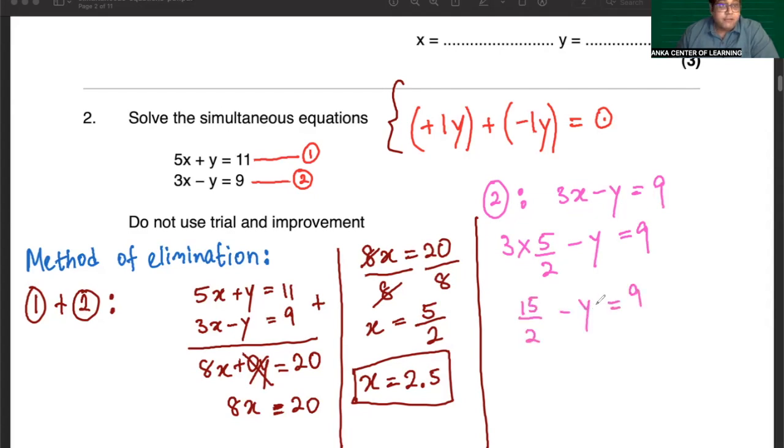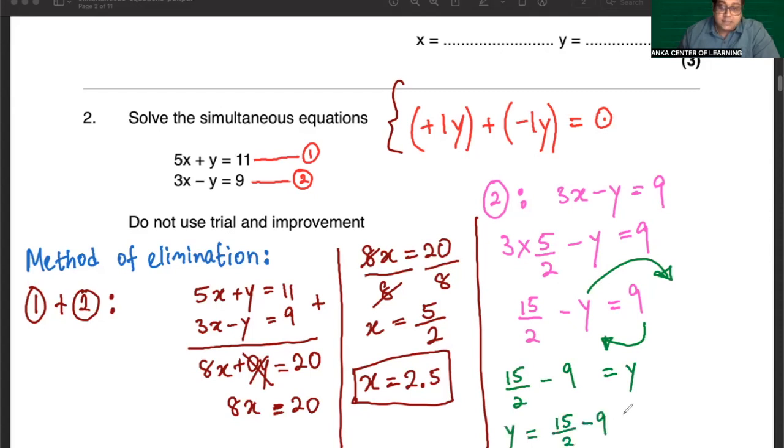And then I have to make y the subject. To make y the subject, I'm going to simply swap the positions of this variable y and the number 9. So I shift minus y to the right-hand side, and I shift plus 9 to the left-hand side. So I now have 15 over 2 minus 9 equals y. In other words, y is equal to 15 over 2 minus 9.